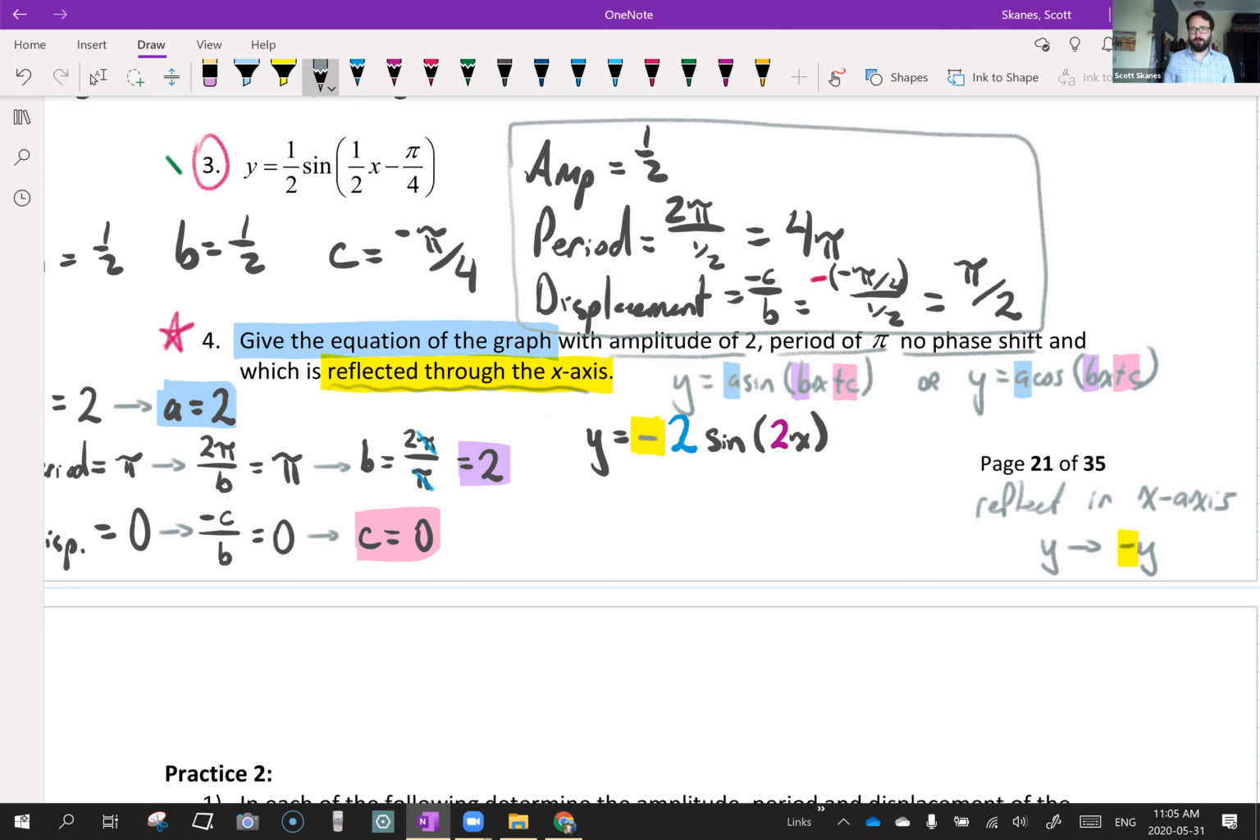I probably wouldn't give you a question on reflections in the trig section, but it's not up to me to add all the questions. My teaching team has to discuss it. So I wanted to make sure I covered that.